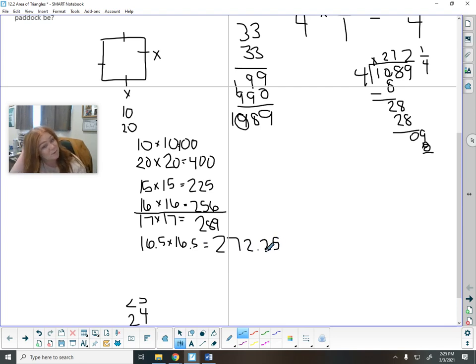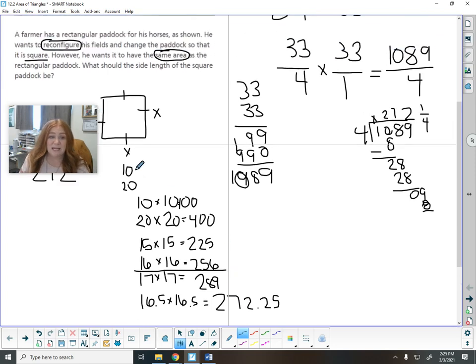272.25. Sometimes with problems, there is some guessing and checking to see what would make sense. I knew 10 was too small and 20 was too big, so we're not just randomly guessing. We use our mathematical common sense. We narrowed it down to between those, picked halfway between, saw it had to be a little bit bigger, and found our answer. If he makes a square, it has the same area when every side is 16.5 feet.